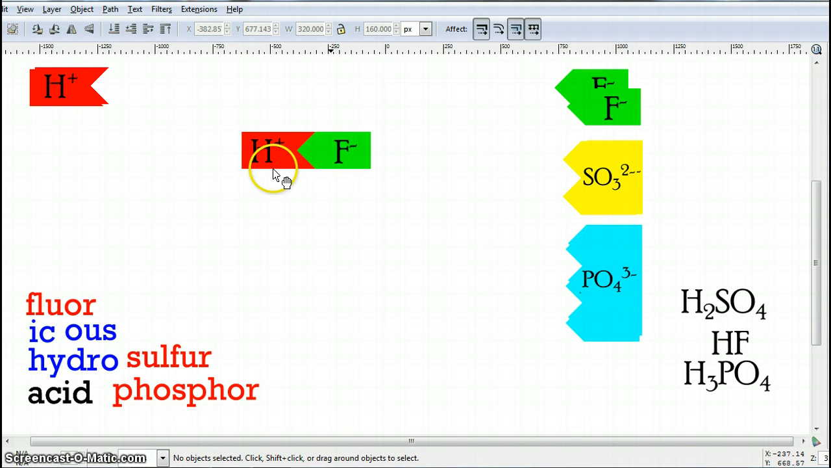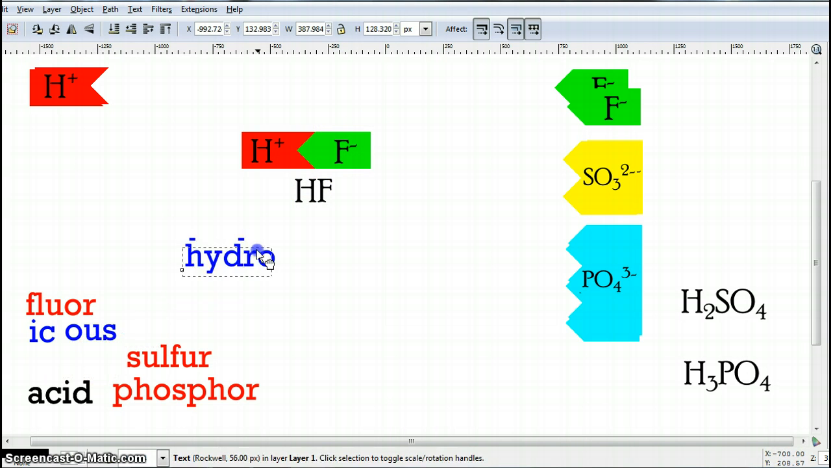We have H and F. Okay, our formula would then be HF. Okay, and the name, based off of our rules of acids, is going to be, because we're using a single anion off the periodic table, we must use the prefix hydro.